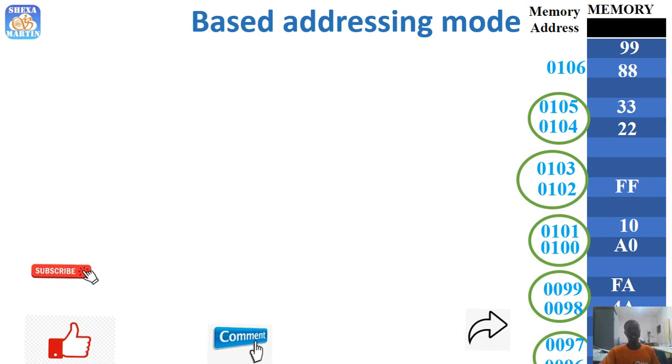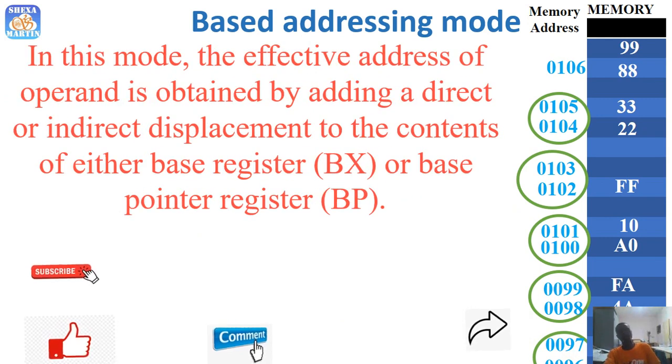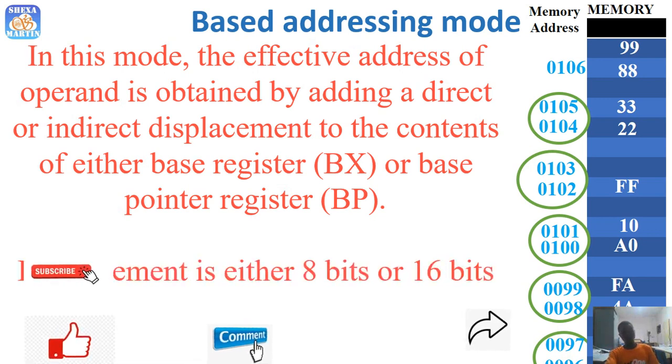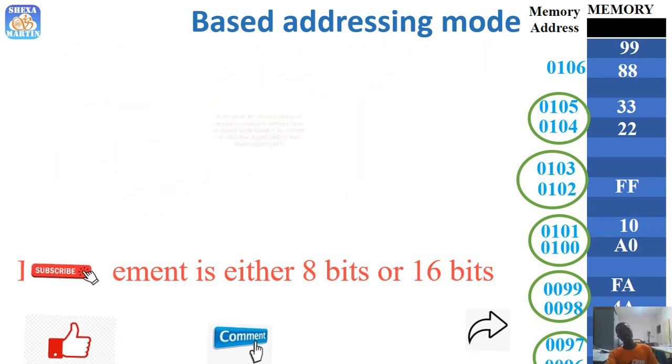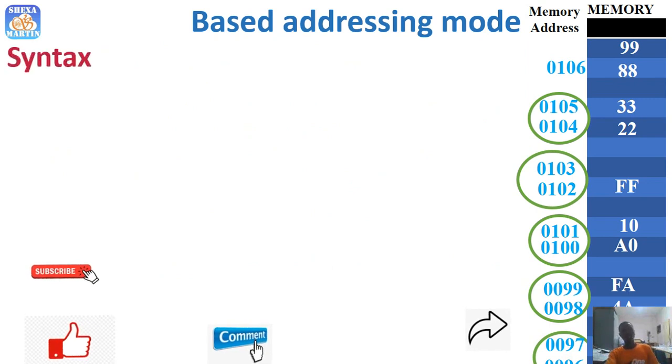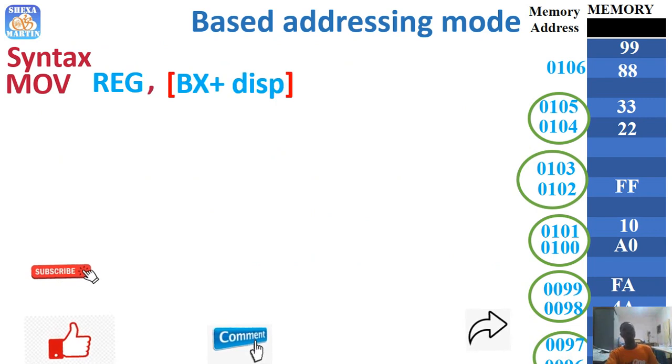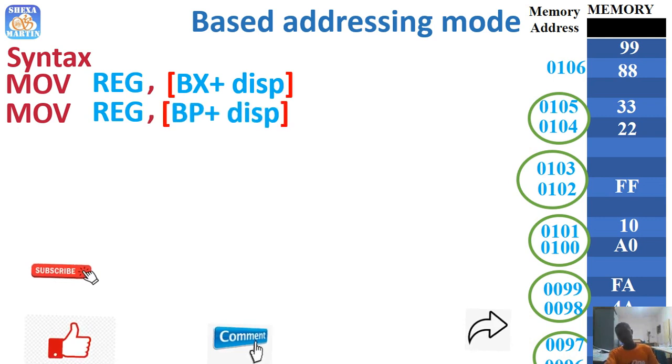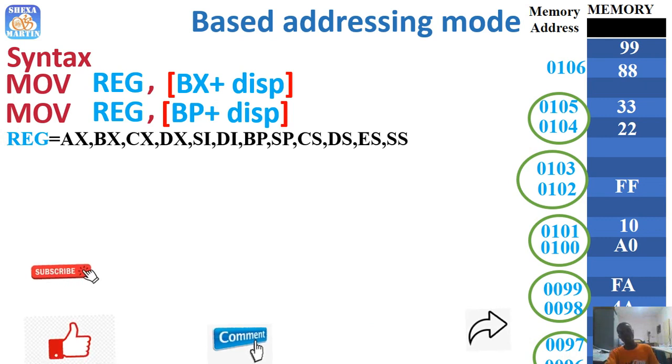So like index registers, here we're now talking about based addressing mode, where we use only the base registers, which are BX and BP. In this mode, the effective address of the operand is obtained by adding a direct or indirect displacement to the contents of either the base register or base pointer. The displacement is either 8 bit or 16 bit, like said earlier. Right, so here is the syntax. You can move to a register the value that is residing at the address in BX plus some steps. Those steps may be 16 bit or 8 bit, or you can use BP in place of BX. And in place of reg, these are the registers that you can put.